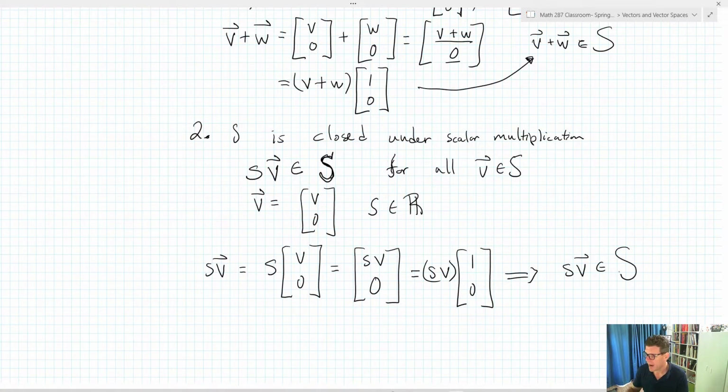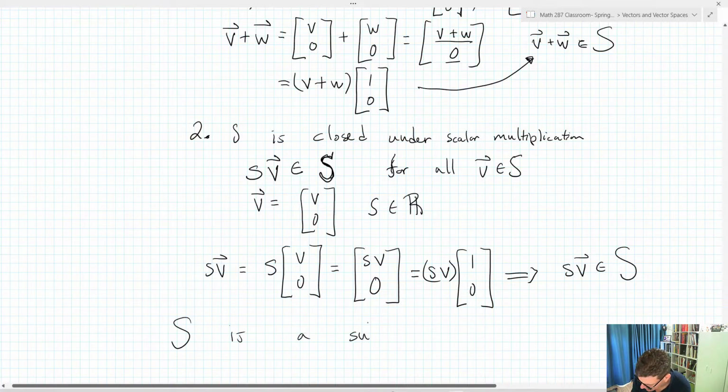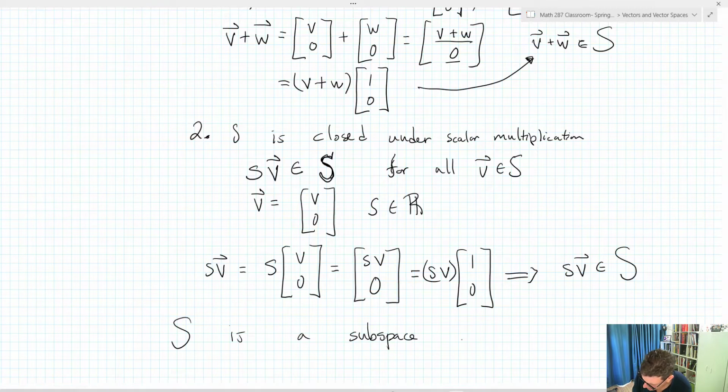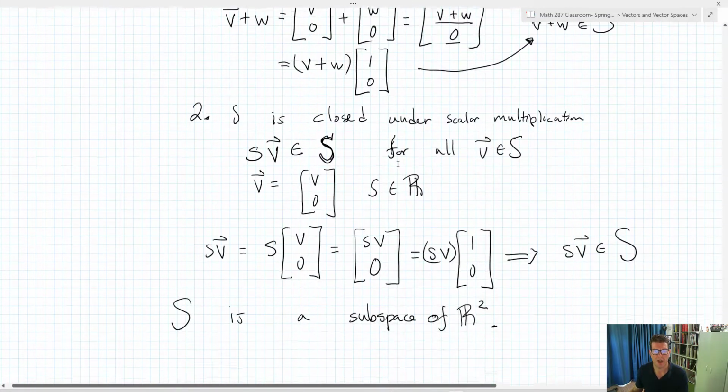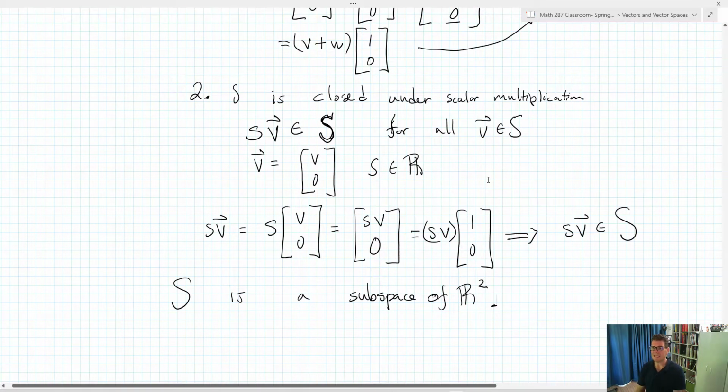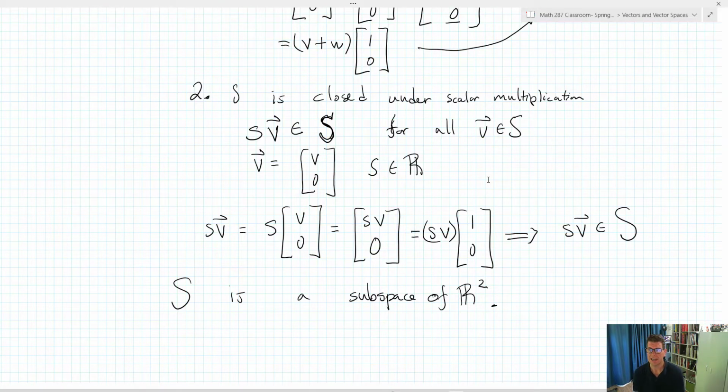So now what we have is that S is a subspace. One, S is a subspace of R2 because everything that's in S is also in R2. And S is a vector space, because S is closed under addition and it's closed under scalar multiplication. Sweet.